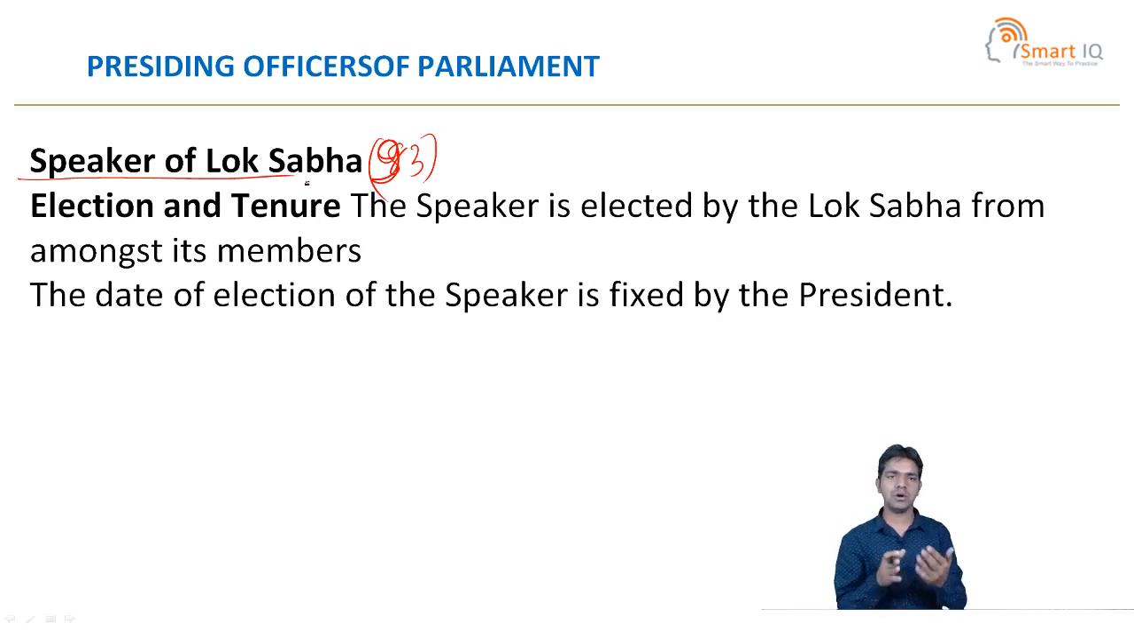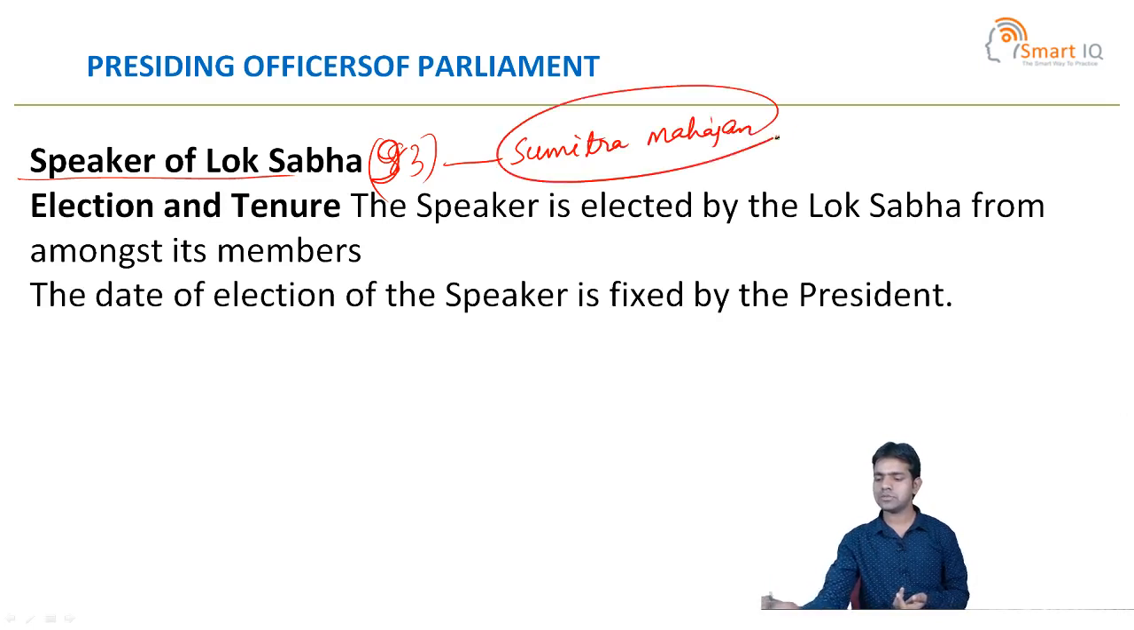He is the highest officer or highest authority in the house of the parliament, that is in the Lok Sabha. That is called the speaker of the Lok Sabha. The present speaker is Sumitra Mahajan. In the Lok Sabha, Sumitra Mahajan is the speaker of our present Lok Sabha, that is the 16th Lok Sabha.